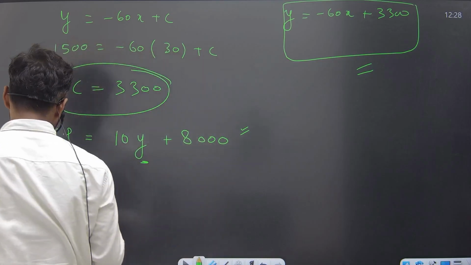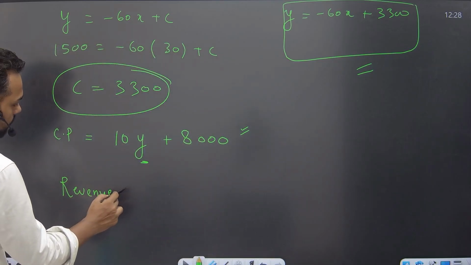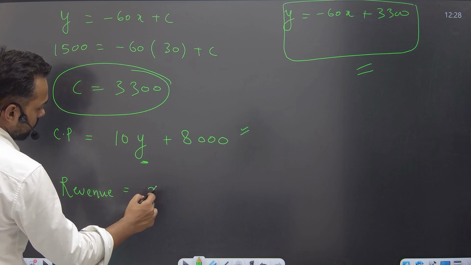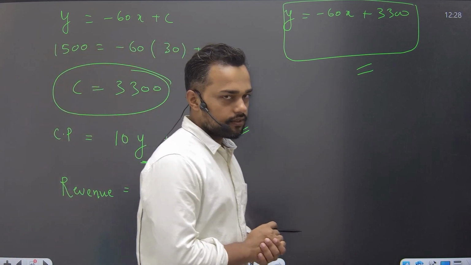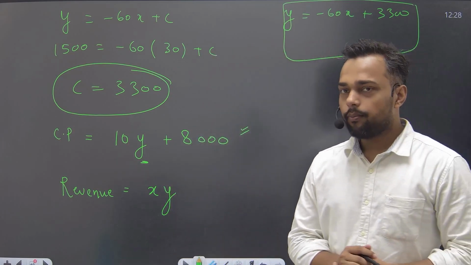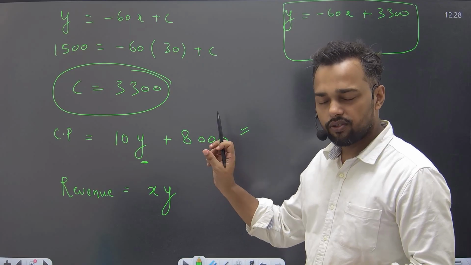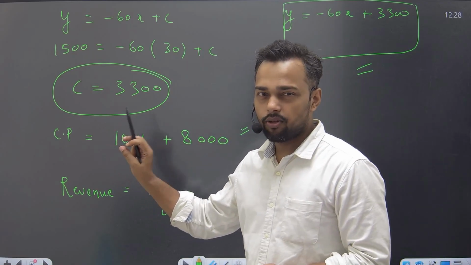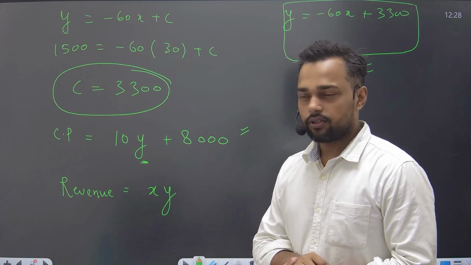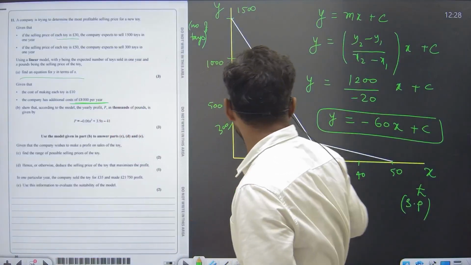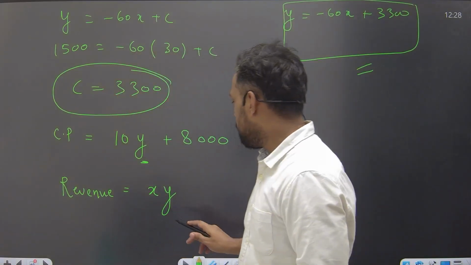Now if I ask what the revenue will be, revenue will be the number of toys manufactured per year, y, multiplied by x, because x is represented in pounds, as you can see here. So the revenue will be xy.